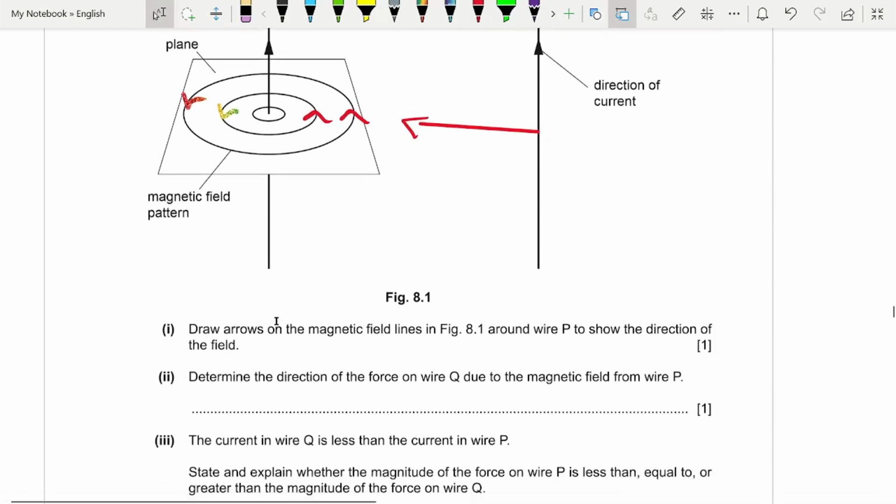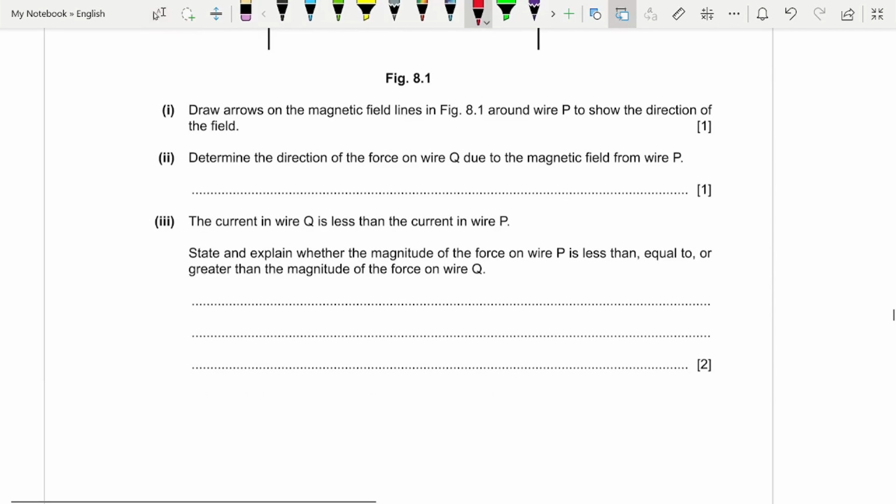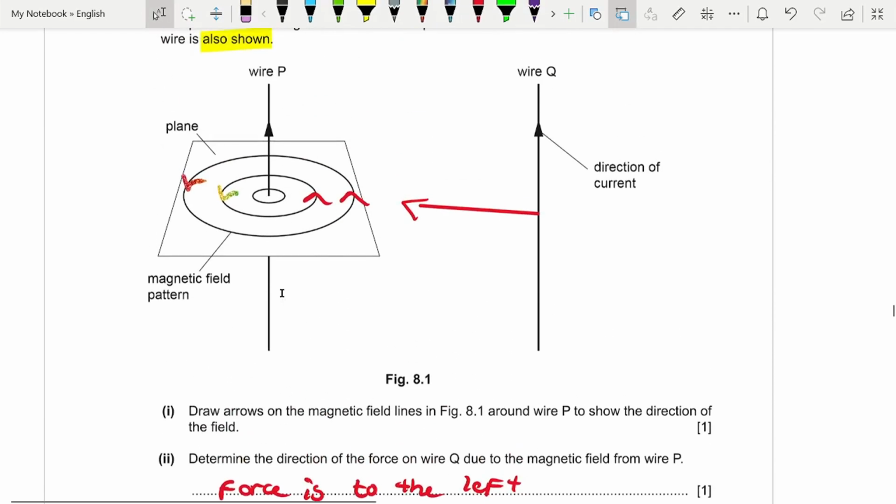We've been asked to determine the direction of the force on wire Q. We can just say the force is to the left. Okay, that's doable, right? Force is to the left. And then, as a result, wire P is going to react, right? If you pull me, I'm going to pull you. That's what happens. So they're going to attract each other with the same force.